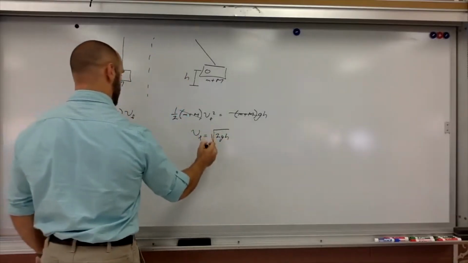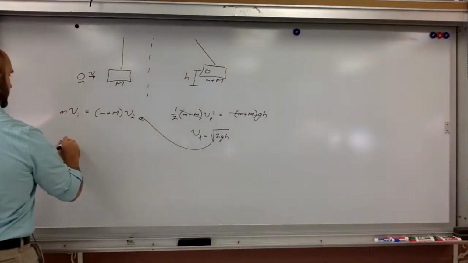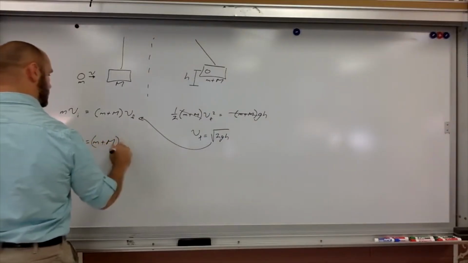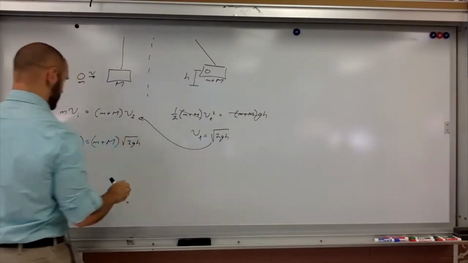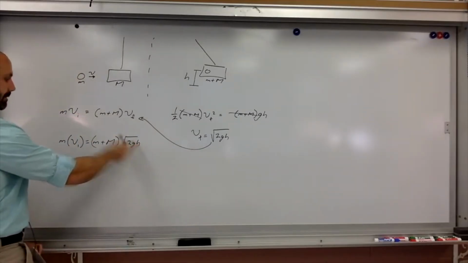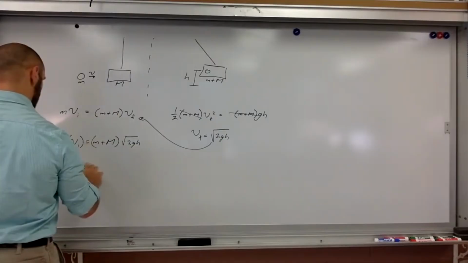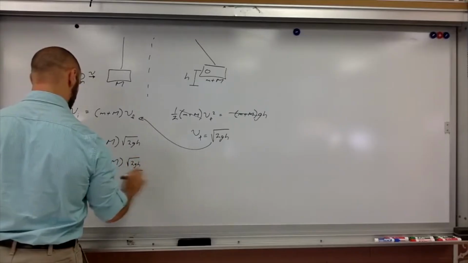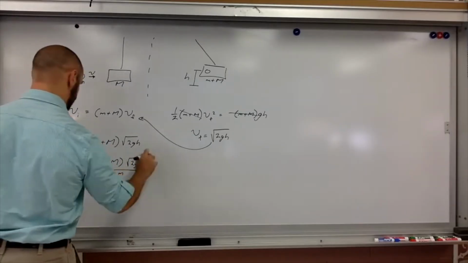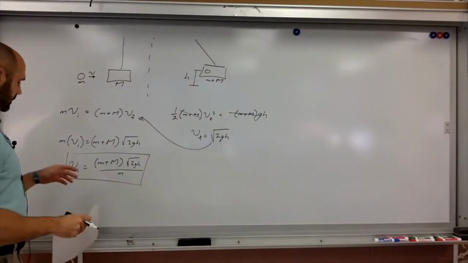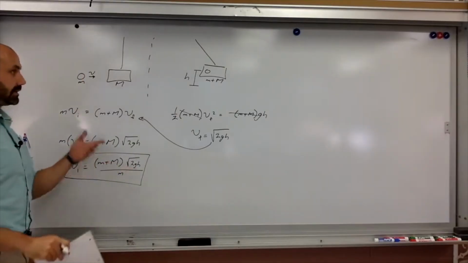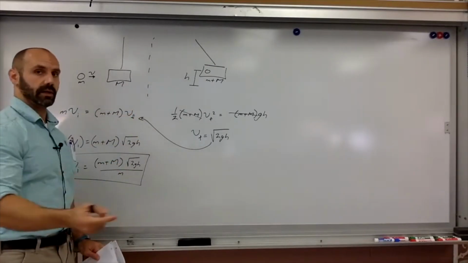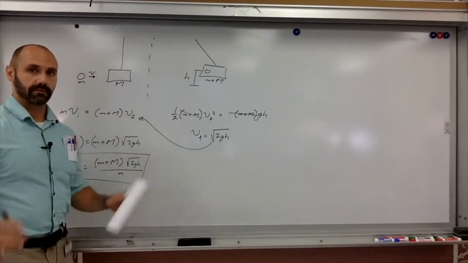Right. So this now we can plug into here, and so we have m vi equals (m plus big M) times the square root of 2gh. So this looks good. We want this as a function of this. So now all we have to do is divide by little m. So vi is (m plus big M) times the square root of 2gh over little m. So now we have the initial velocity as a function of the height. So we know we have some ballistic pendulum, we know the masses, and we know how high it gets at the end. From that now we can calculate what the initial velocity is.